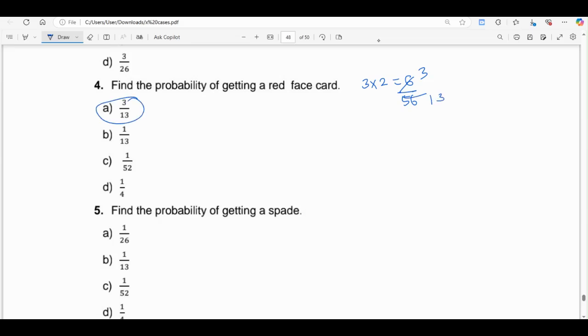Then find the probability of getting a spade. How many spade cards will we have? We'll have 13 divided by 52. That will be 13 one time, 13 four times, so 1 by 4 will be the probability of the spade cards. So moving on to the next question we have.